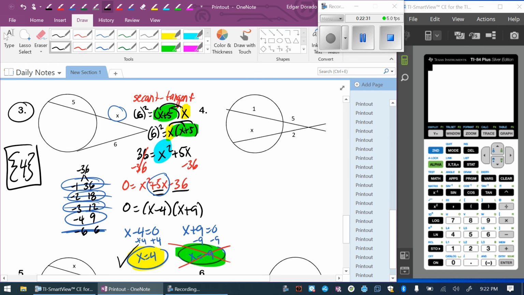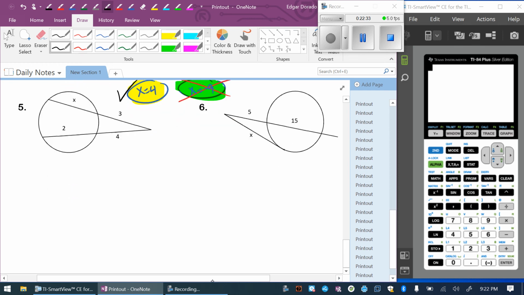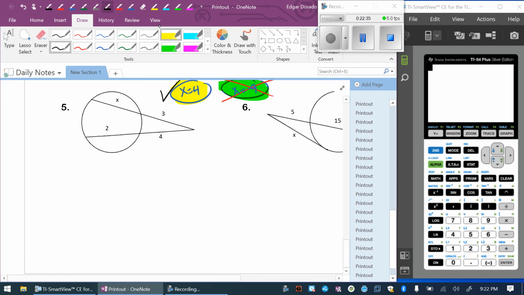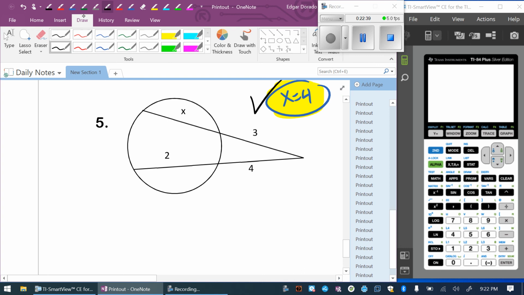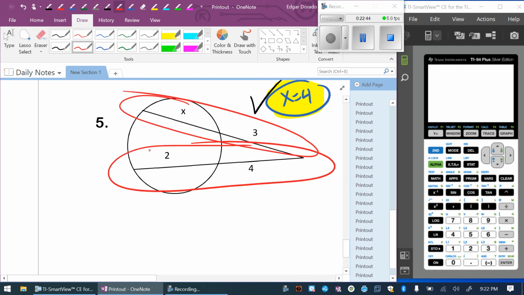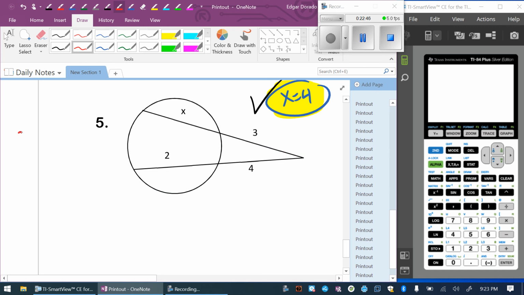Okay? All right, last scenario. Let's go ahead and take a look at number 5. Let me zoom in real quick. Okay, so what's happening in number 5? In number 5, I'm noticing that there are two secants. Here's secant number 1, here's secant number 2. So there are two secants. So this is a secant scenario. Okay, well, we have a formula for that, guys.